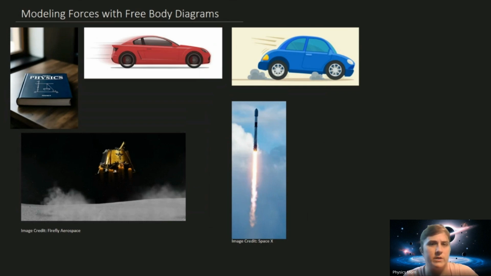So one of the ways we can conceptually understand motion and modeling forces is with free body diagrams, otherwise known as force diagrams. And in this video, I'm going to walk you through a few different scenarios where we would essentially draw a free body diagram to represent the forces that are acting on an object. So you'll notice we have 5 different examples here. I'm going to talk about each of them in detail.